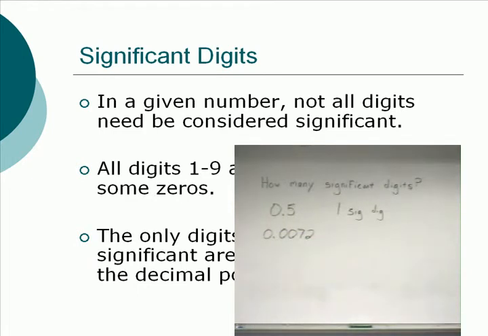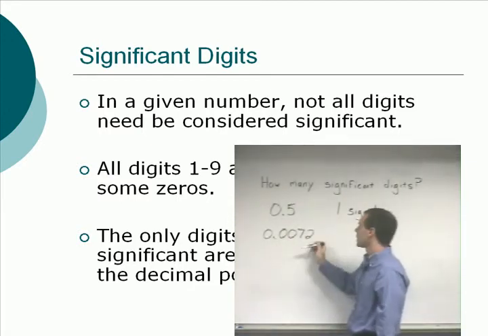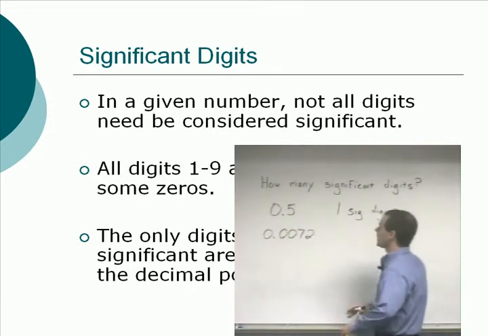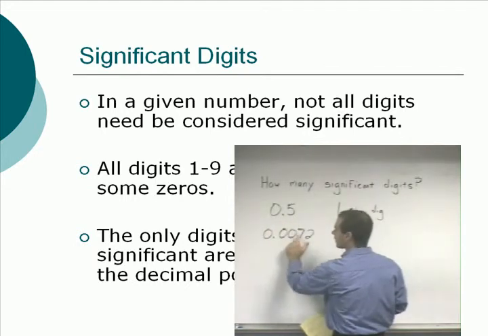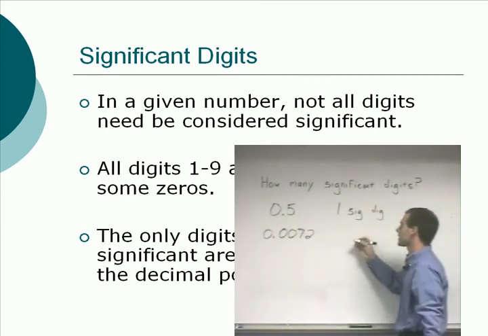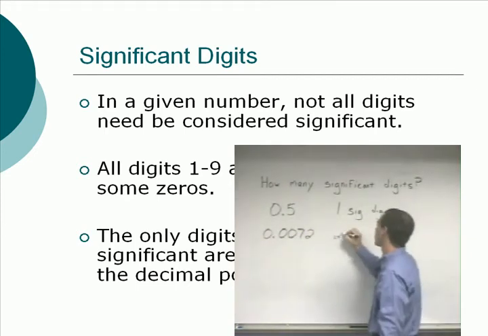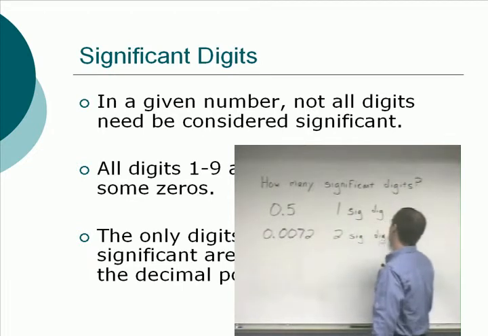.0072. How many sig digs do we have here? We have 2. These zeros are only used to locate the decimal point. The 7 and the 2 are the only significant digits. If those zeros weren't there, it would change the value of the number to .072 or .72. So those zeros are there to push the decimal point out. That's their only job. Therefore, they're not significant. And so here we have 2 sig digs.